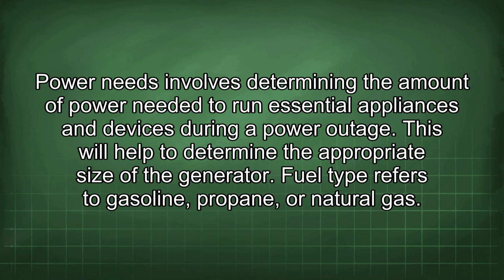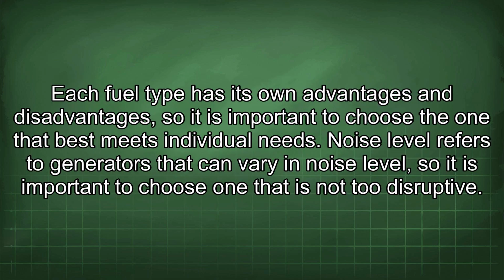Fuel type refers to gasoline, propane, or natural gas. Each fuel type has its own advantages and disadvantages, so it is important to choose the one that best meets individual needs. Noise level refers to generators that can vary in noise level, so it is important to choose one that is not too disruptive.